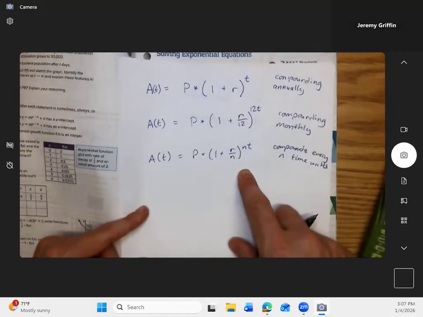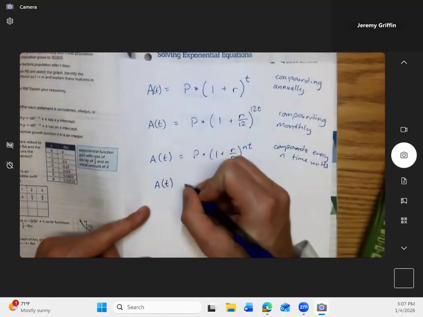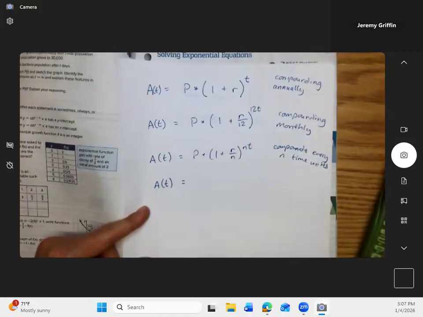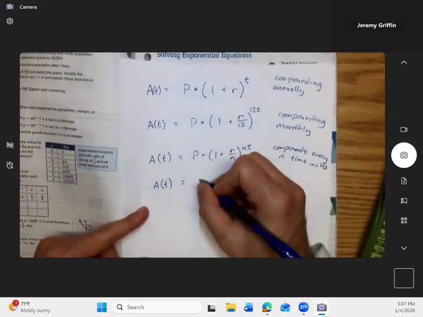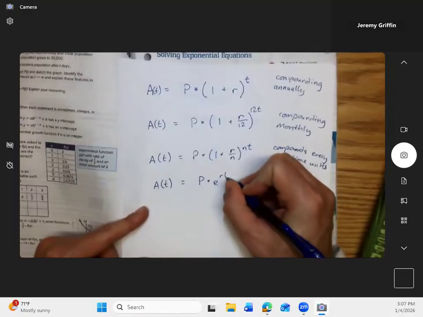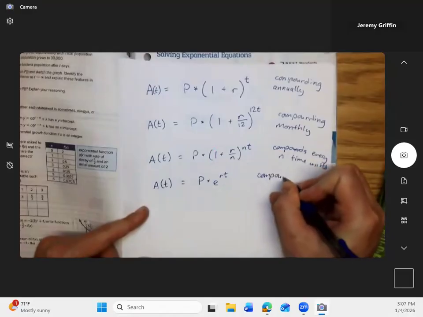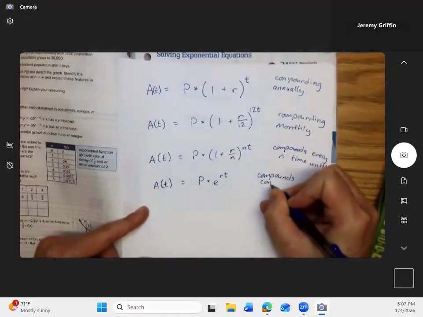I'll go a little bit extra. I don't think your book gets into this next part, but eventually you'll probably see this. What if it compounds continuously, like every nanosecond? The equation for that actually looks a little different. It looks like this: P times e to the rt. This is compounding continuously.